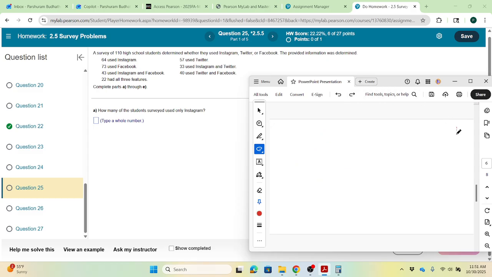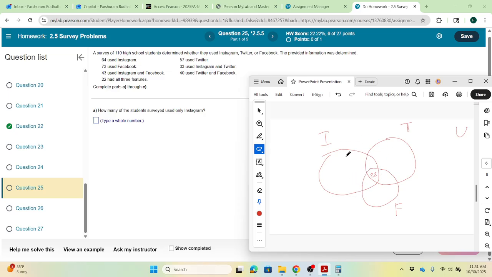This is the universal set. Instagram is I. Twitter is T, which is X nowadays. And then Facebook is F. The provided information: 64 used Instagram, 73 used Facebook, 43 used Instagram and Facebook, 22 had all three of them. So 22 goes here because that's the intersection between all three of them.